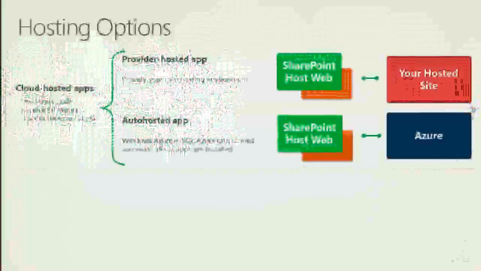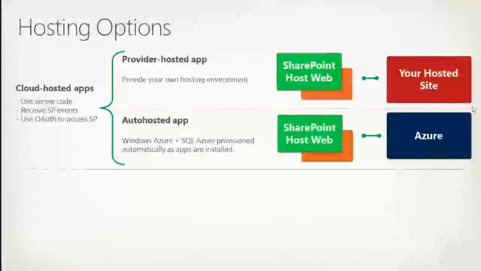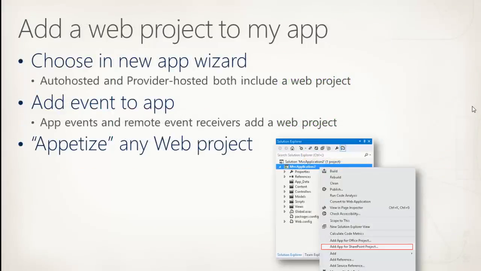Okay, cloud apps. Cloud apps, as just a reminder, are the apps where you're really just building a web application. You can either provide or host that, take care of it yourself, or you can do the auto hosting and have SharePoint help you host that up in Windows Azure. There are a few ways that you can get a web application into your SharePoint app. Probably the easiest way, and I think you've seen us do that already, is to just say File, New App, and then choose the auto-hosted or the provider-hosted model. We'll include a web application along with your SharePoint app project.